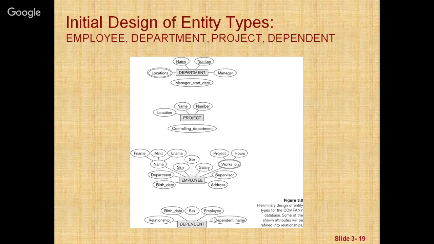So an entity type project with attributes such as name, number, location, and control department. So both name and number are key attributes here. Name and number are key attributes. So an entity type employee with attributes.